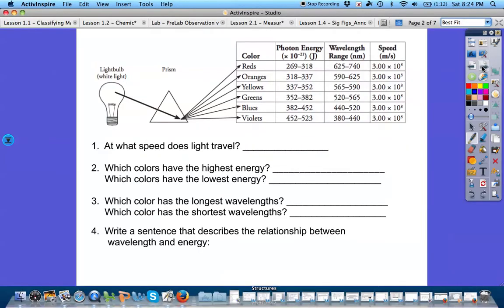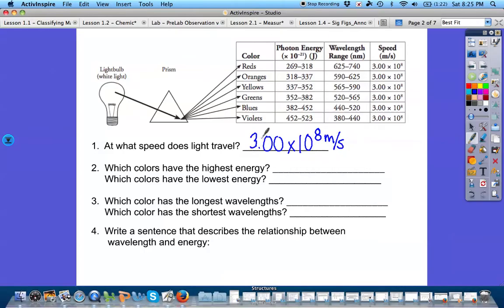So normally, when we think about light, we think about a light bulb, and that's the white light. But if you look at it through a prism, it separates it out into different colors of light. And we can see here the amount of energy associated with that light, the wavelength, and the speed. Notice that the speed is the same for all of the different colors of light, which is 3.00 times 10 to the 8th meters per second. So no matter what color of light it is, it's all going to travel at the same speed.